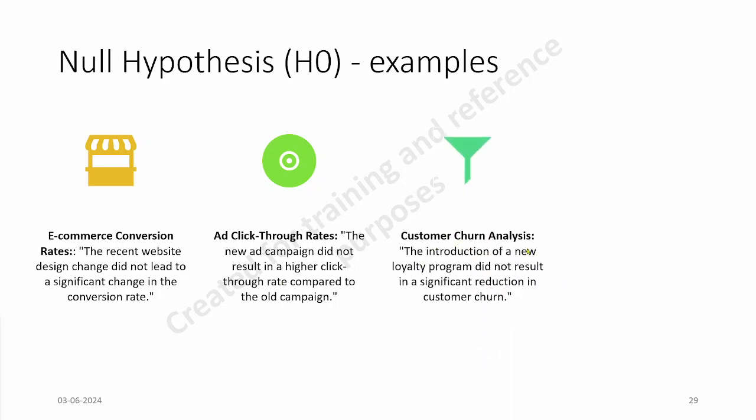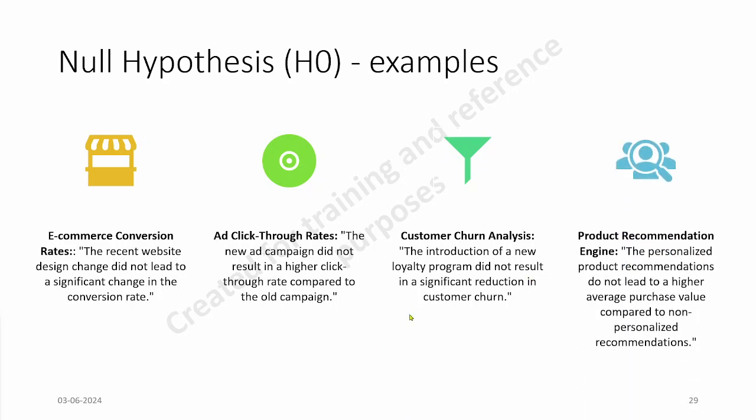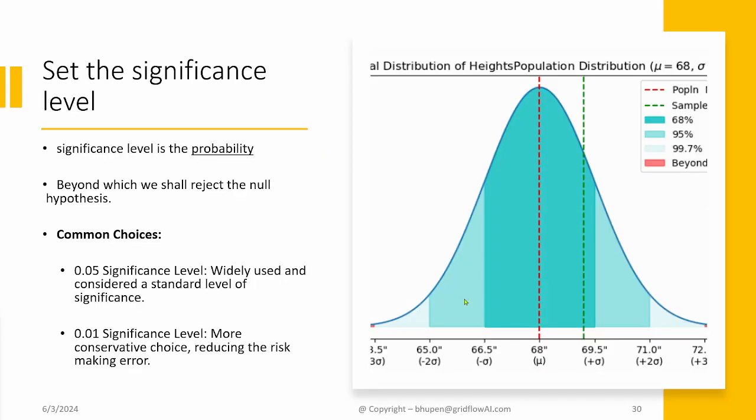So likewise, the customer churn analysis again. Let's say you introduce some new loyalty program, so the null hypothesis would be the churn rate is the same as before, and then you would like to validate that using some sample data. Similarly, product recommendations also. I mean, you recommended some product, so the null hypothesis would be it doesn't lead to any better customer satisfaction or something like that, and then you would validate that.